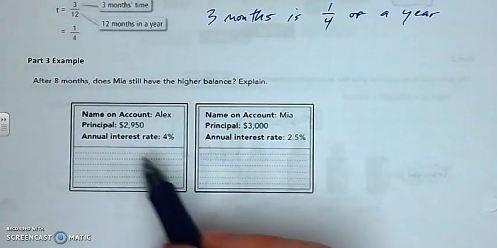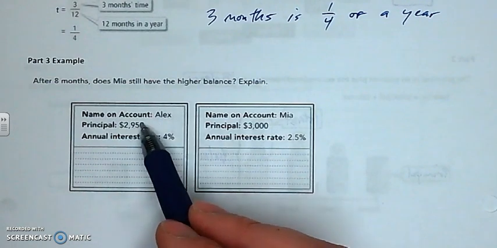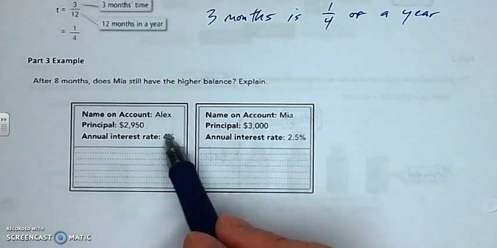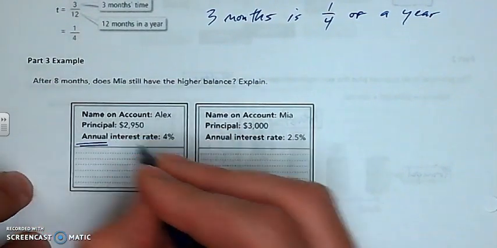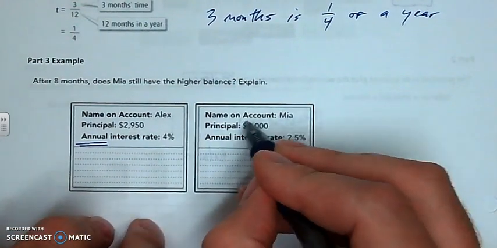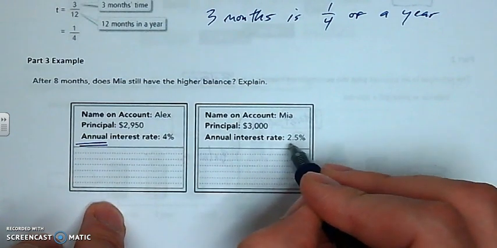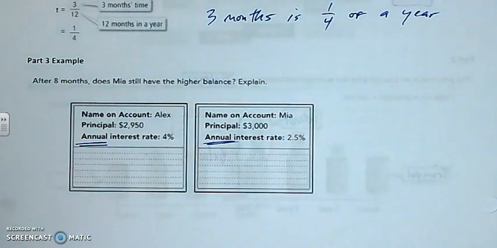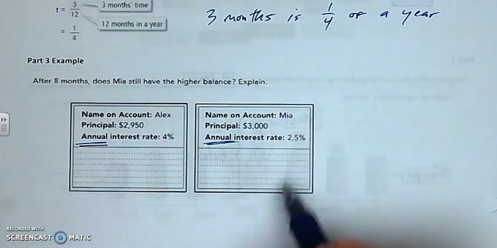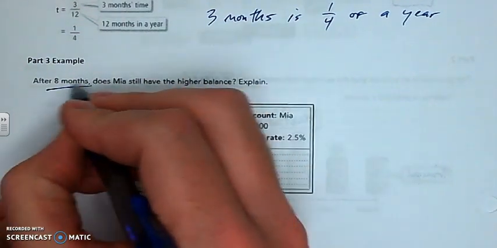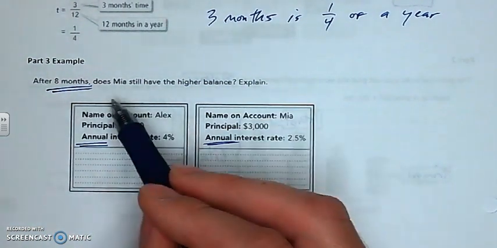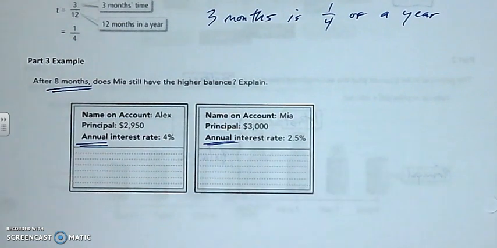And then explain. So let's look. Alex, for this account, started with $29.50, and he earns 4% every year. Mia, though, has a higher principal, but she has a lower interest rate. She's going to earn less each year. Starts with more, but she's going to be earning less. So after 8 months, we have to figure out, does Mia still have the higher balance or not?